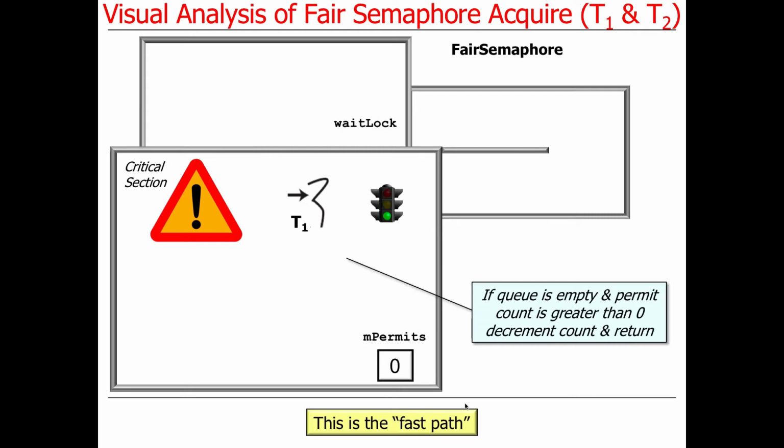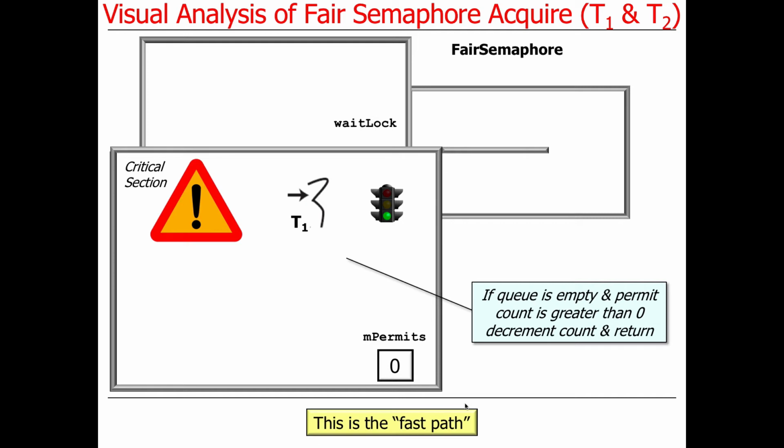Now, remember I mentioned they have this linked list. I'm going to call it Q for the purposes of our discussion, but the implementation of it will actually be a linked list. So if the queue is empty, meaning nobody's waiting, and the permit count is greater than 0, which it is to start out with, that's the fast path, that's the happy path.